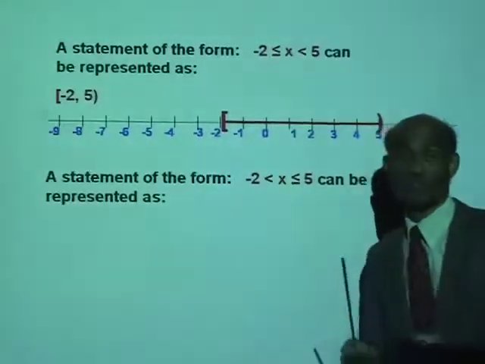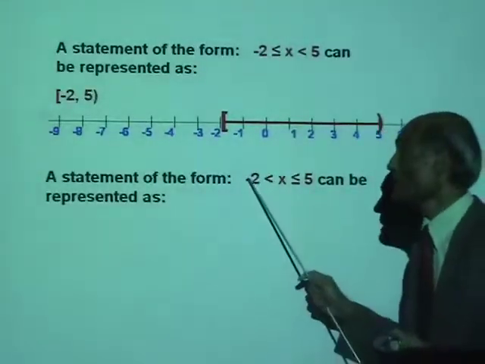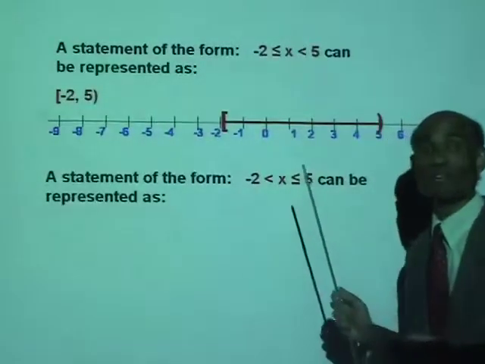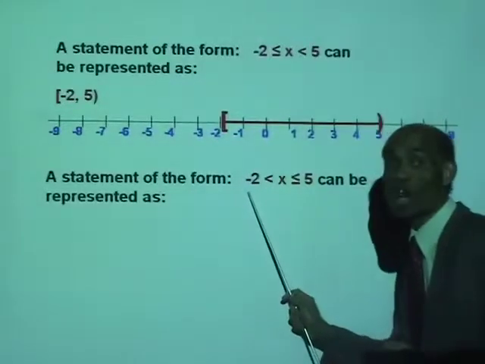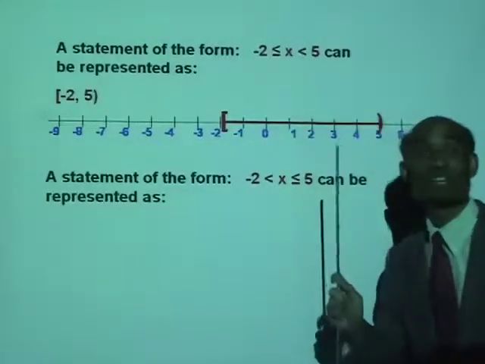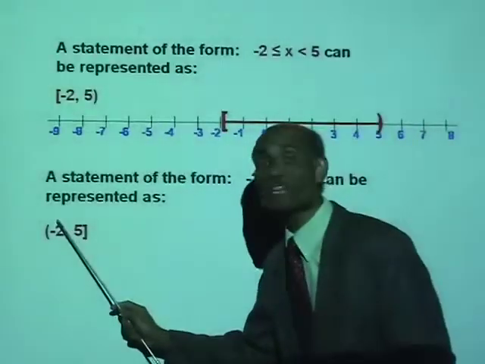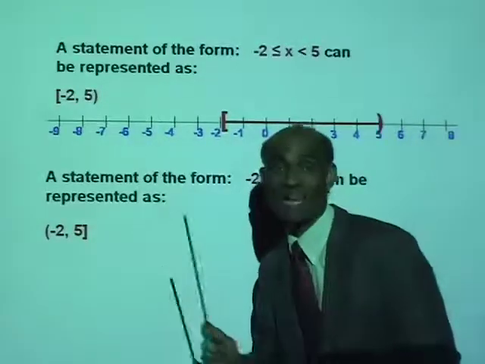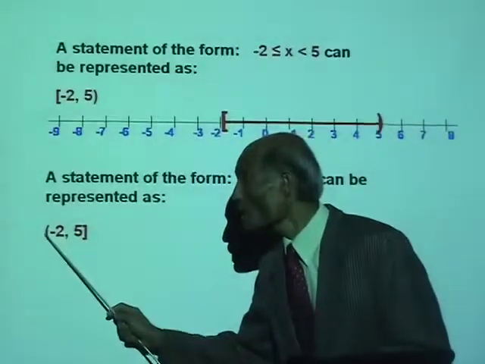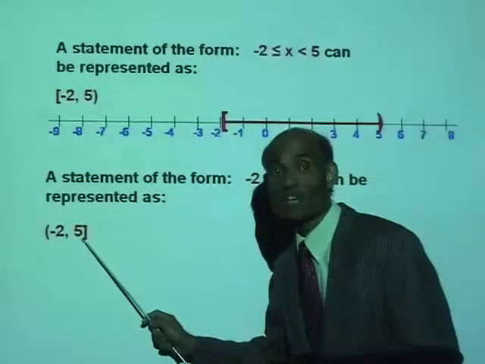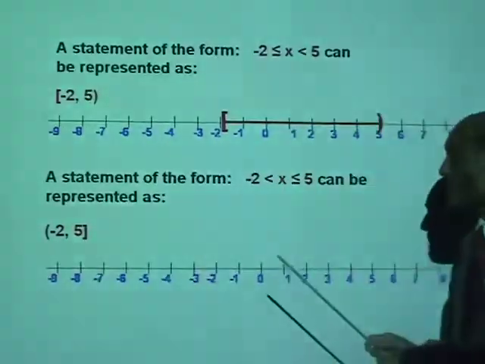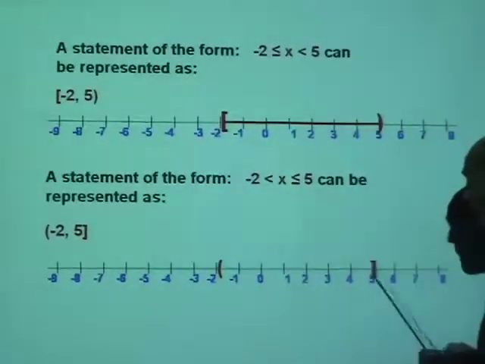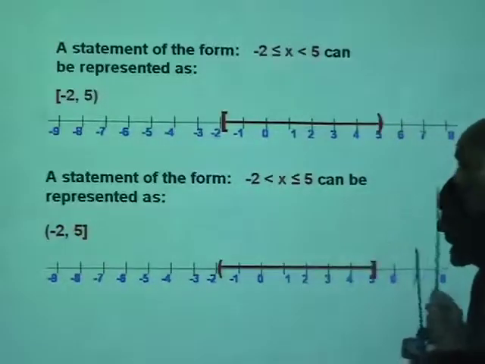How about this? You must be now able to do this on your own. -2 < x ≤ 5. This time -2 is not included, but 5 is included. So in interval notation, (-2, 5]. -2 not included, 5 is included. And on the number line, we have a parenthesis on -2, a square bracket on 5, and a line in between.